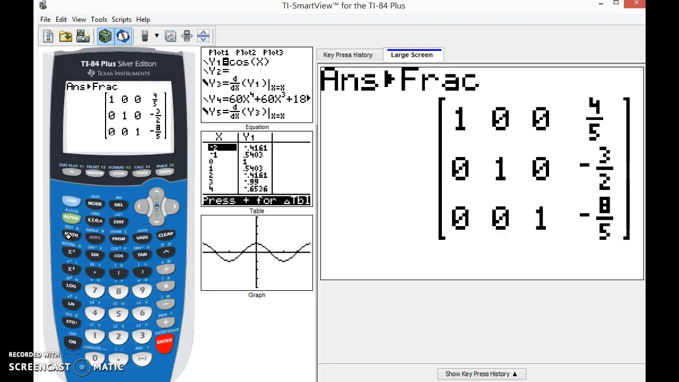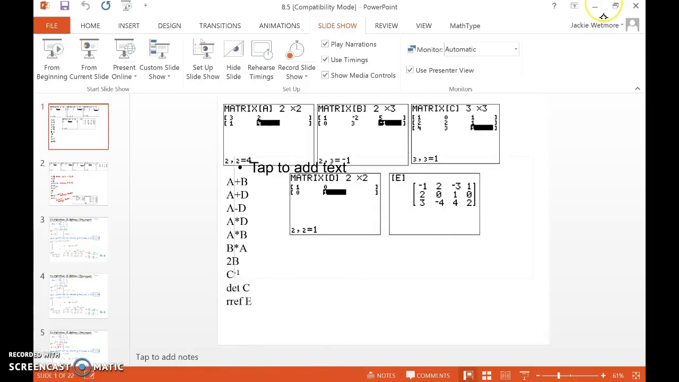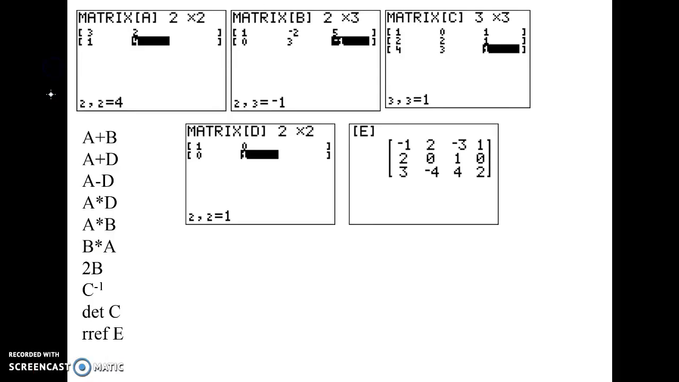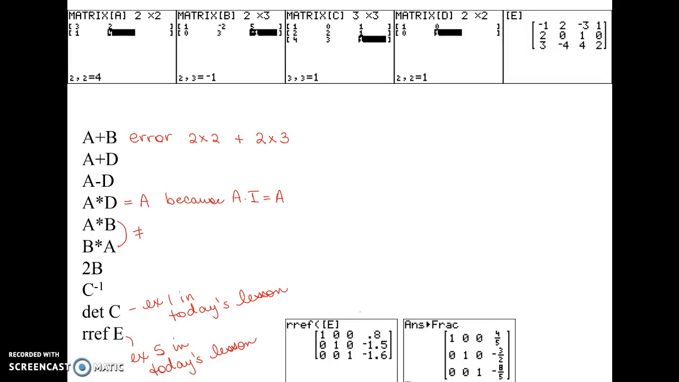Okay? So the things that we looked at on the calculator, we looked at A plus B gave us an error statement because a 2x2 and a 2x3 can't be combined. We saw that when we multiplied A times D, we got the exact same thing we started with because D was the identity. And we saw AB was not the same thing as BA.